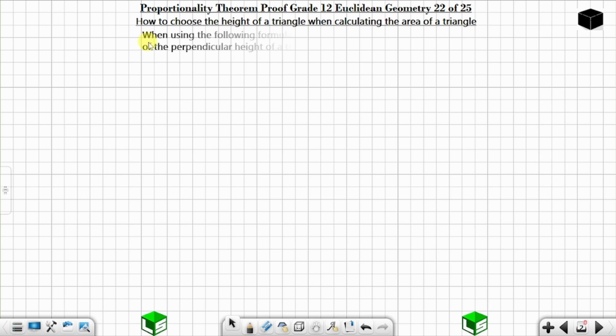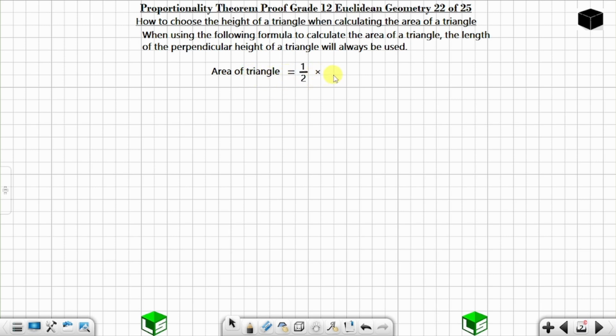Okay, so when using the following formula to calculate the area of a triangle, the length of the perpendicular height of a triangle will always be used. Okay, so when using the following formula, area of a triangle is equal to half times base times height. How can you choose the correct height when calculating the area of a triangle using this formula?